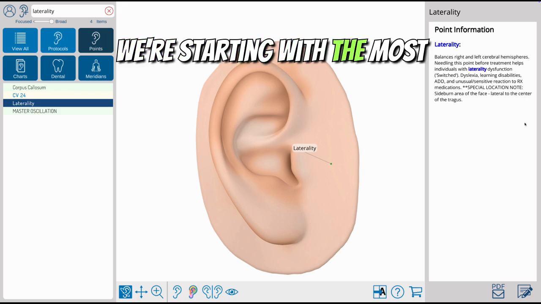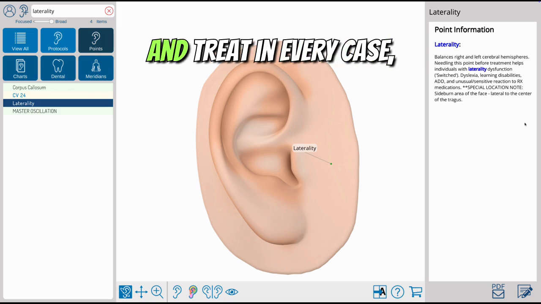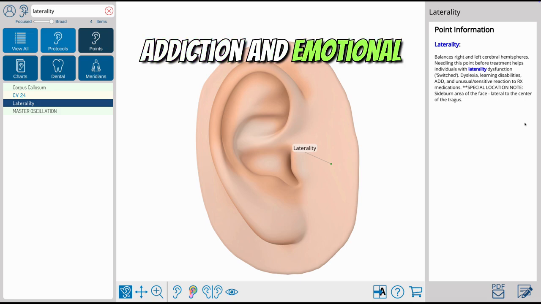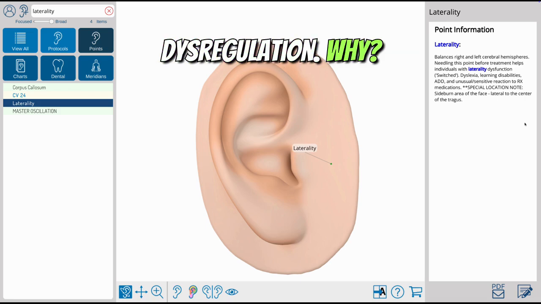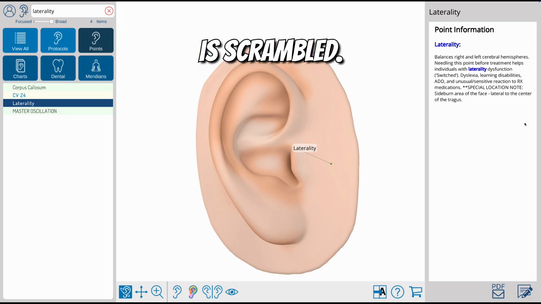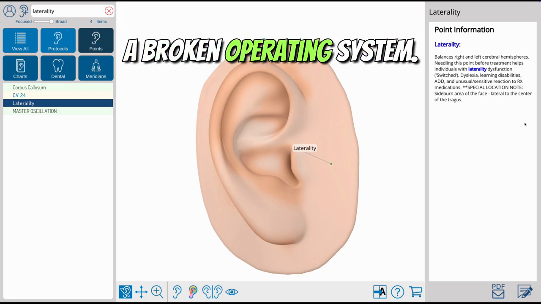Now, we're starting with the most foundational point in the protocol, the laterality point. This is the first point I check and treat in every case, especially in obesity, addiction, and emotional dysregulation. Why? Because if this point is off, the rest of the system is scrambled. You're trying to run software on a broken operating system.